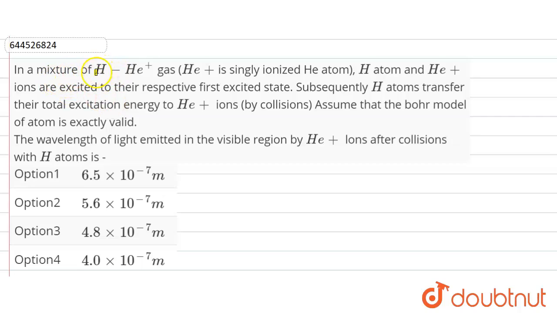Hello friends, question is given here. In a mixture, hydrogen, helium plus gas, helium plus is singly ionized helium atom. Hydrogen atom and helium plus ion are excited to their respective first excited state. Subsequently, hydrogen atom transfer their total excitation energy to helium plus ion by collision. Assume that Bohr model of atom is exactly valid. The wavelength of light emitted in the visible region by helium plus ion after collision with the hydrogen atom is?